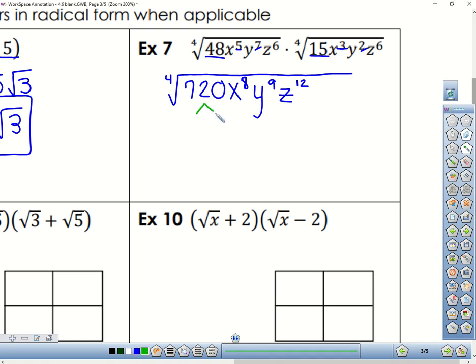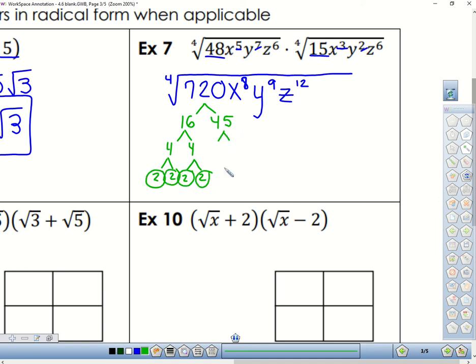So we're taking the fourth root, meaning we're going to factor this and look for groups of 4. So 720 breaks up into 16 and 45. Now you could go about it differently, but this is just the way that I remembered. So 16 breaks up into 4 and 4. And each 4 breaks up into 2 and 2. Now 45 breaks up into what? 5 and 9. Good. And then 9 breaks up into 3 and 3.